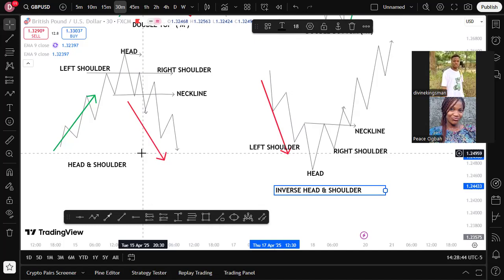Whereas the inverse head and shoulder pattern is a bullish reversal pattern. So whenever price is coming down and it forms this inverse head and shoulder, it signifies that a bullish reversal is about to happen. So price will start pulling back up.